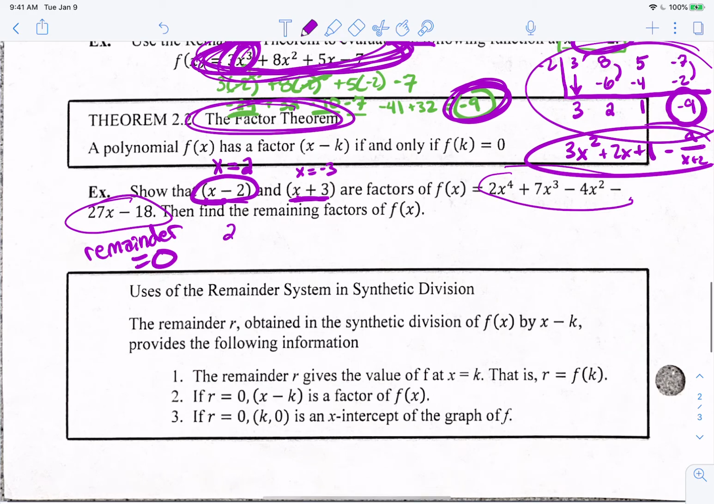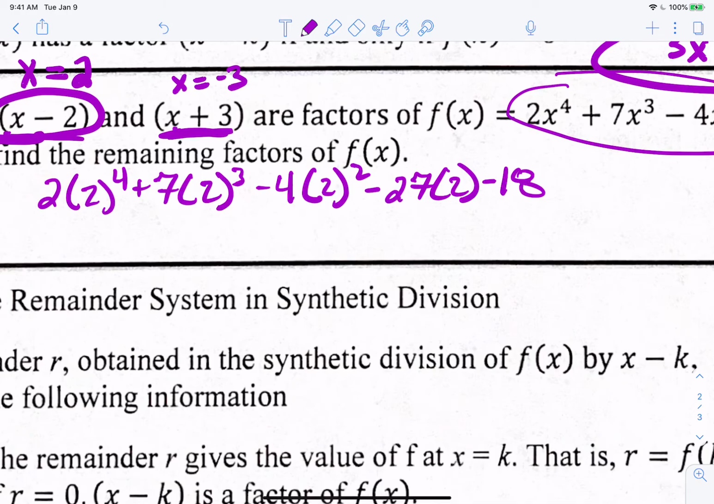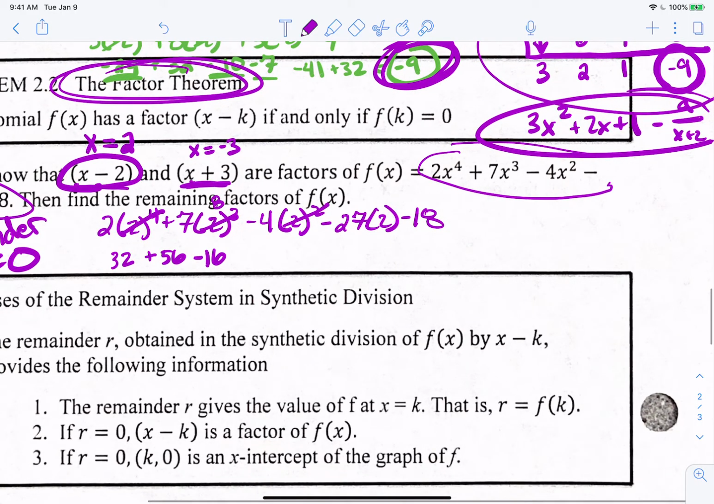2 times 2 to the 4th power plus 7 times 2 to the 3rd power minus 4 times 2 to the 2nd power, minus 27 times 2 minus 18. Alright, 2 to the 4th power is 16 times 2 is 32. 2 to the 3rd power is 8 times 7 is 56. 2 times 2 is 4 times 4 is 16, so minus 16. We're plugging 2 in to see if it comes out to be 0.